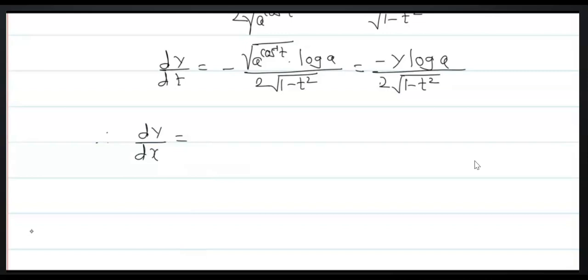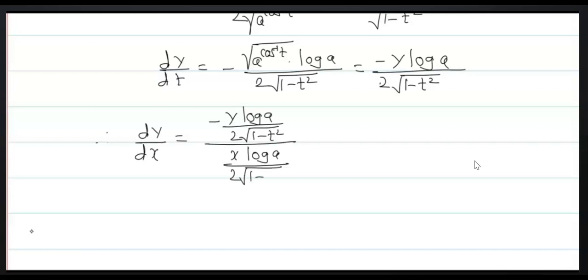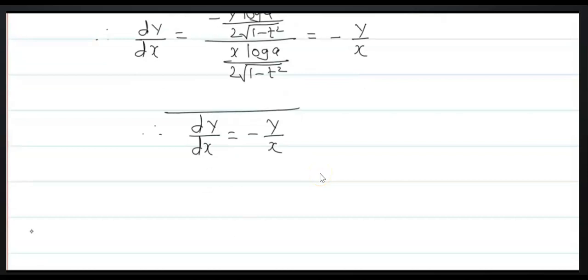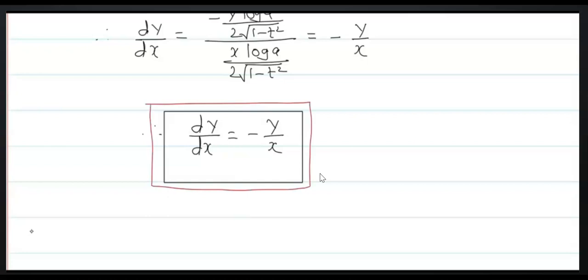Therefore, dy by dx is equals to minus y log of a upon 2 root of 1 minus t square, whole divided by x log a upon 2 root of 1 minus t square. And if you simplify this, then you will get minus y upon x. Therefore, dy by dx is equals to minus y upon x. All the examples are complicated. You have to do more and more practice. Then you will have perfection.